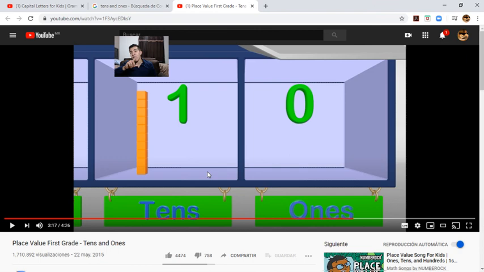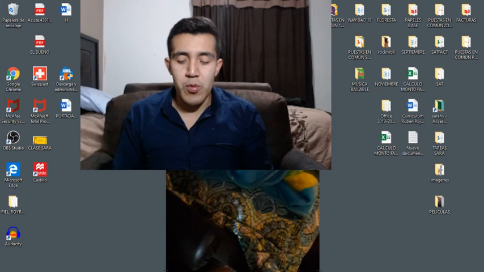Si subiéramos al doble, que serían 20, igual se pondría nada más el número 2 y 10 cubitos más. Serían 20 cubitos y el número 2 para completar las dos decenas. 2 tens. Okay? So it's very easy, kids. Remember, the tens and the ones. For example, in your book, tens and ones. Okay?